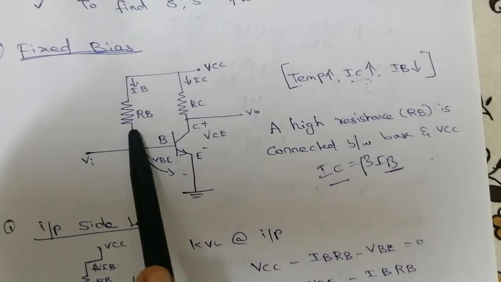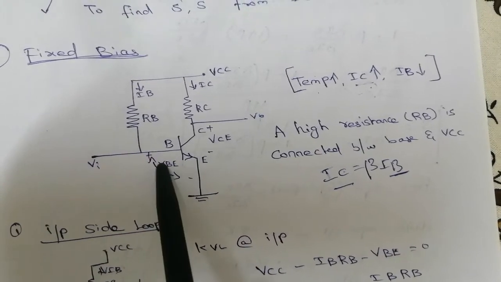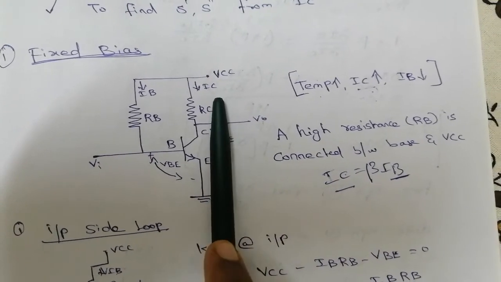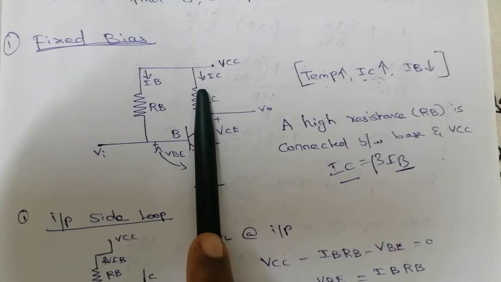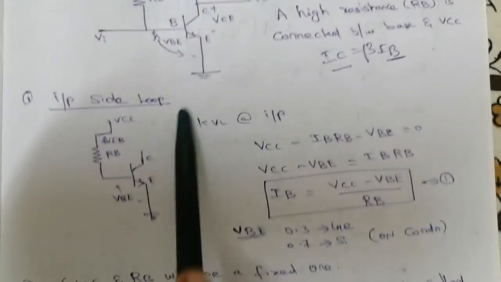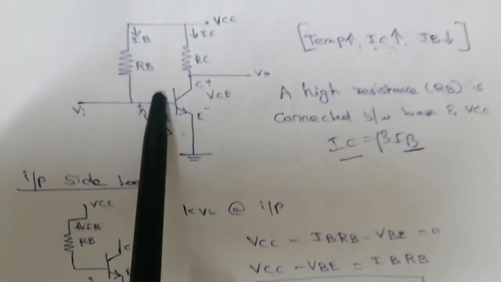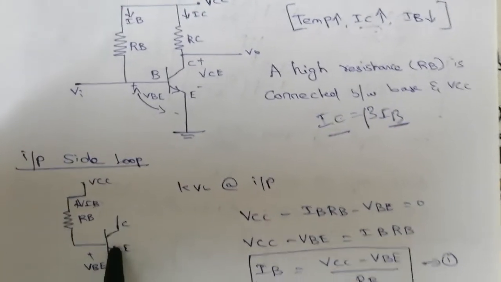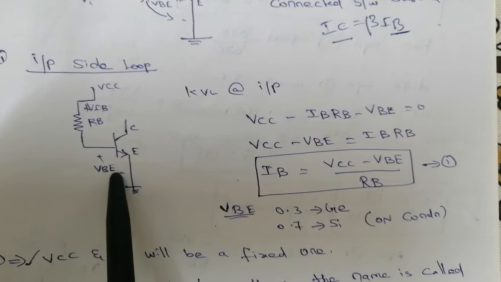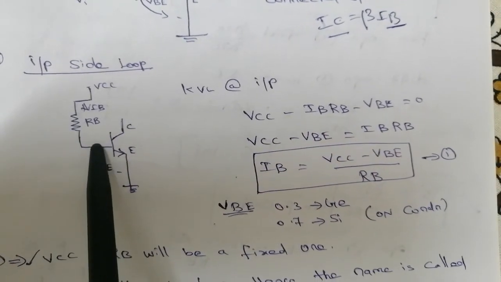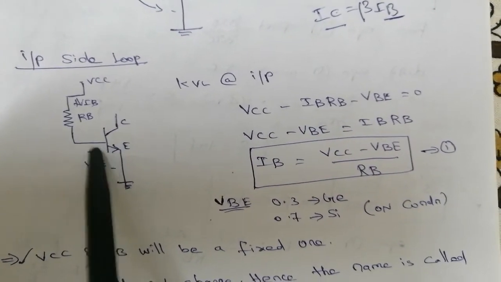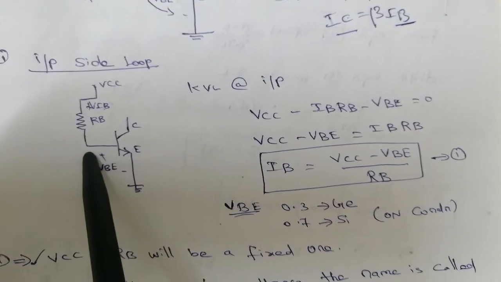A high resistance RB is connected between the base and VCC. Now let's apply KVL to the input side loop. From the above diagram, we can redraw the input circuit only. The input side is nothing but the base resistance RB. So now apply the KVL to this circuit.